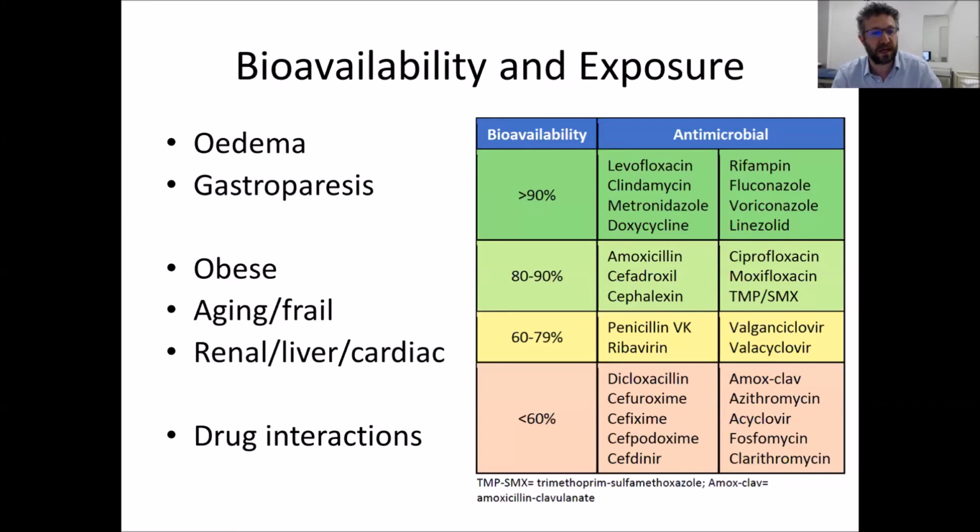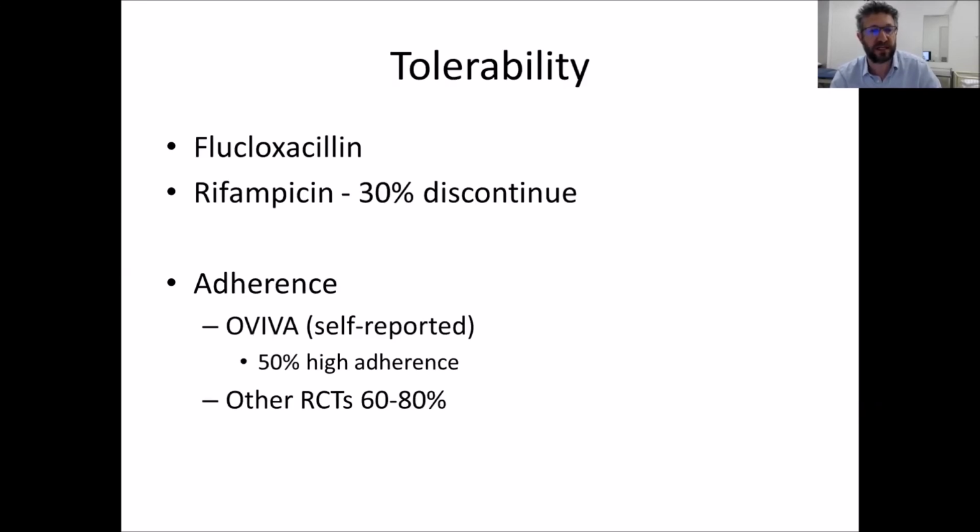And then as we move into these other oral agents, there are clearly issues in terms of drug interactions. And tolerability. A lot of patients won't tolerate oral flucloxacillin at high enough doses, and consistently with rifampicin, about 30% of patients have to discontinue their rifampicin for a variety of reasons, not just liver toxicity, but other issues as well.